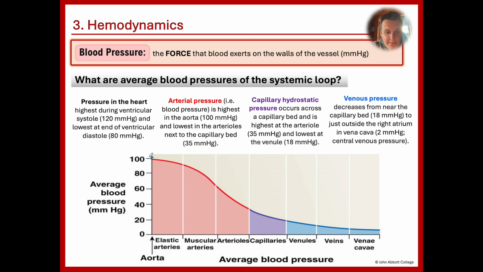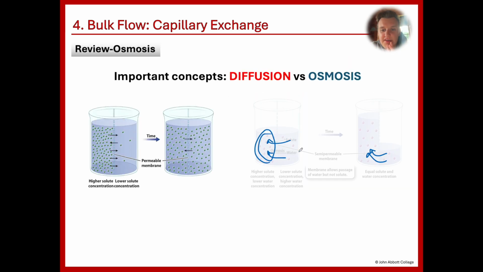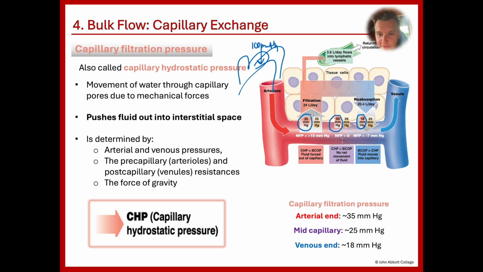Remember I told you at the beginning over here, we have about 100 millimeters of mercury in the heart, the pressure that it's generated. And then as we get to the capillaries, I told you that it's 35 millimeters mercury at the arterial end. And at the venous end, it's about 18. So we see 35 at this end and 18 at this end over here. Basically, this is determined by the precapillary arterioles and postcapillary venules resistance. It's whatever resistance there is here, and the force of gravity to counter it.